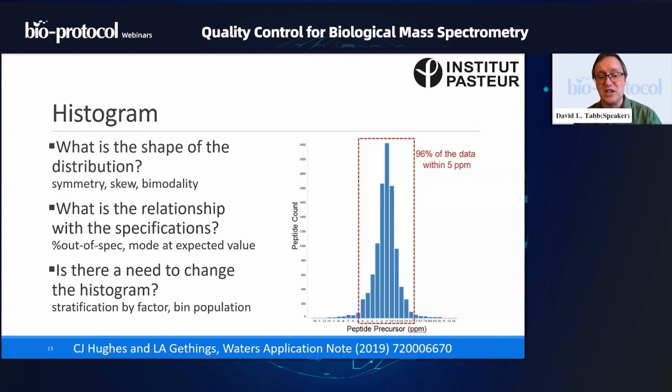Is there a need to change the histogram? Is it necessary that you separate out multiple distributions, which is what we call stratification by factor? Or do we have so few values in our bins that it's not a very informative histogram? There are plenty of ways that this works out. So in this case, I've used a diagram from a Waters white paper that showed the mass accuracy of their instrument for a bunch of peptides that they'd identified. It's a very common example of histograms that we see in shotgun proteomics.